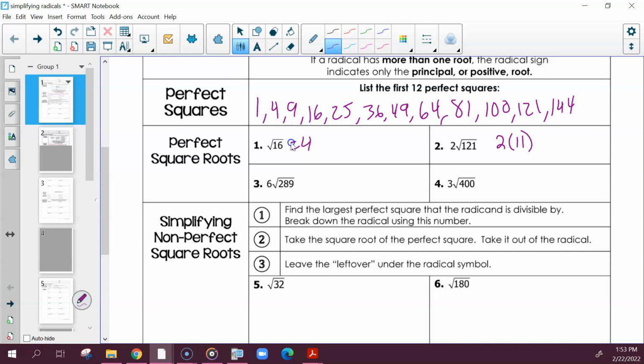It's right next to the radical, so that means they're multiplying. So we can multiply these together to get 22.